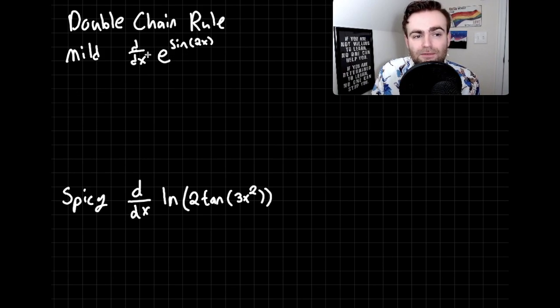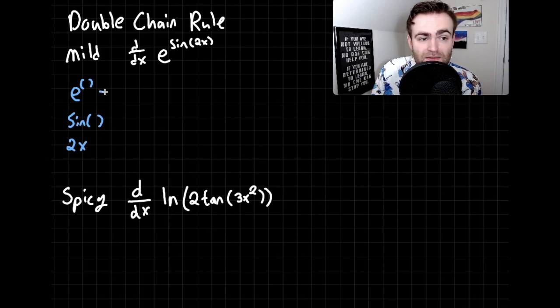So if I look at the first one, my mild example here, we have three functions. We have e to the power of something on the outside. Inside that, we have sine with an input. And inside that, we have this 2x. So outermost, we have e to the power of something. Inside that, we have our sine of something. And inside that, we have this 2x.